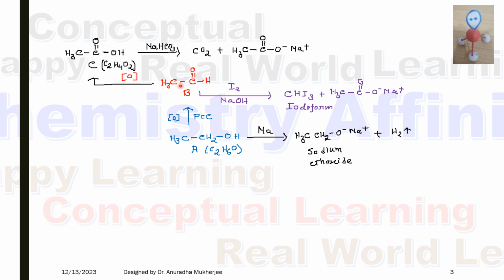Now we can get acetaldehyde by the oxidation of compound A, whose molecular formula is C2H6O, and here we are using a mild oxidizing agent, PCC. So it should be an alcohol, and another proof that compound A is an alcohol is that it reacts with sodium and gives hydrogen gas. And compound A is ethanol because the molecular formula is matching, C2H6O. So the final answer is compound A is ethanol, compound B is acetaldehyde, and compound C is acetic acid.